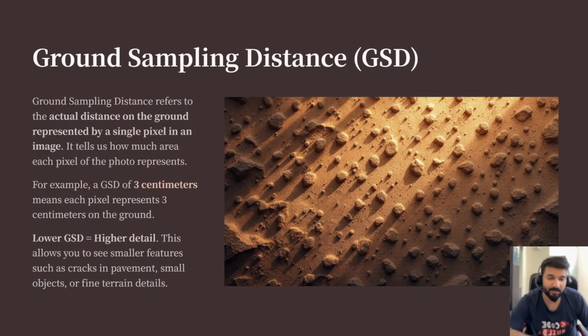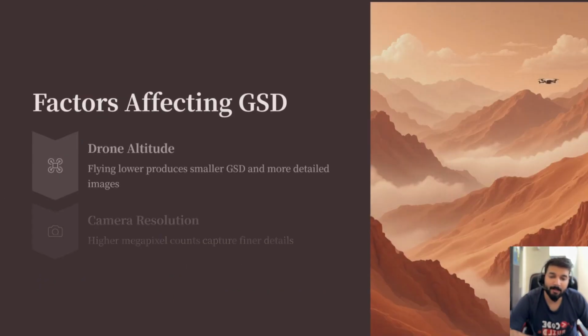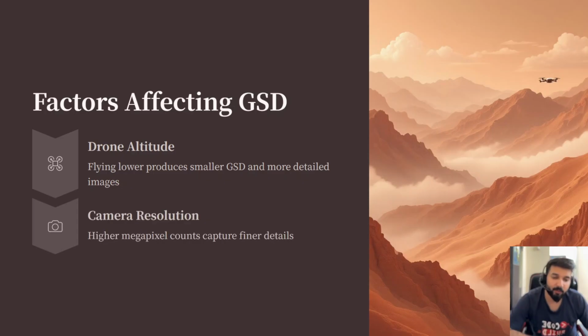The lower the GSD value, the higher the level of detail in your map. A lower GSD allows you to see smaller features such as cracks in pavement, small objects on the ground, or fine terrain details. GSD is mainly affected by two factors: the altitude of the drone and the camera resolution. Flying lower usually produces a smaller GSD and therefore more detailed images.